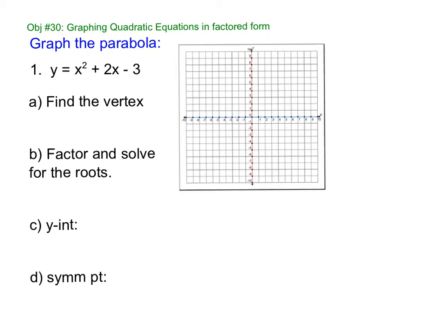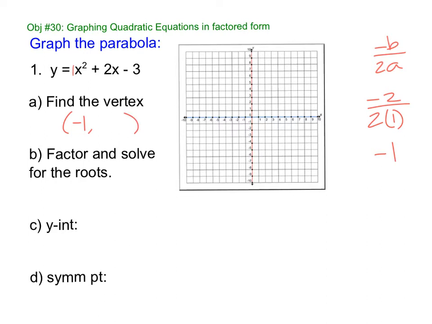How do you find the vertex? There's a formula we know. What is it? Negative b over 2a. Good. So if I do negative b over 2a, b is 2, so negative 2 over 2 times, there's an invisible 1 in front. That gives me negative 1. And then it says factor and solve for the roots.